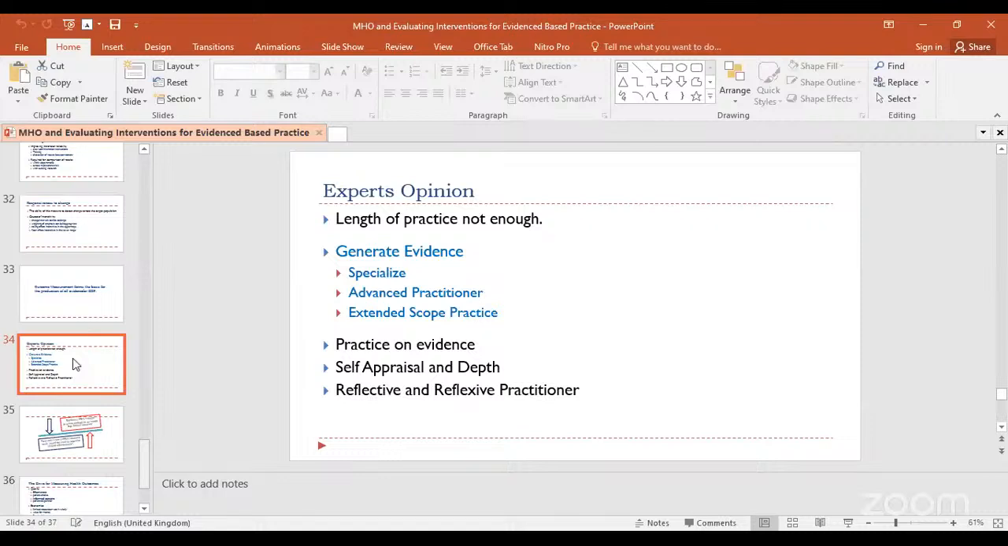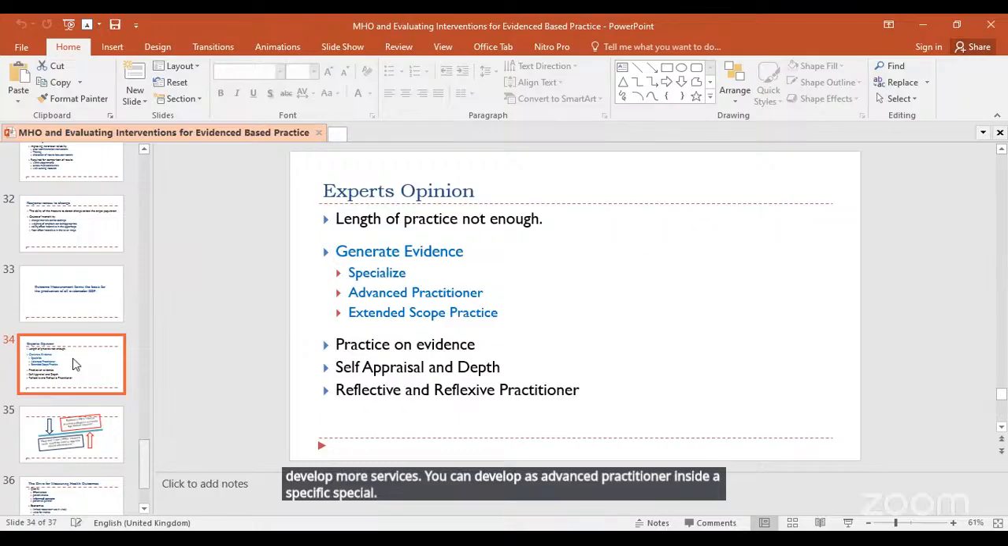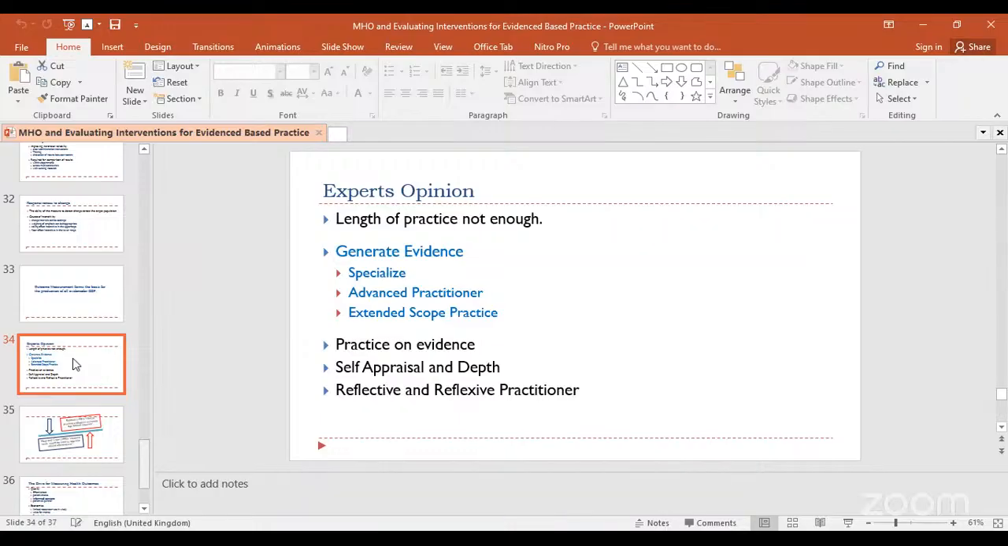Let's generate evidence. It is important, and let's specialize because it gives us more depth. Through our specialization process, we're able to go into more detail and develop more services. We can develop as advanced practitioners inside the specific specialty, and we can develop the capacity to do a range of other activities within our specialty.